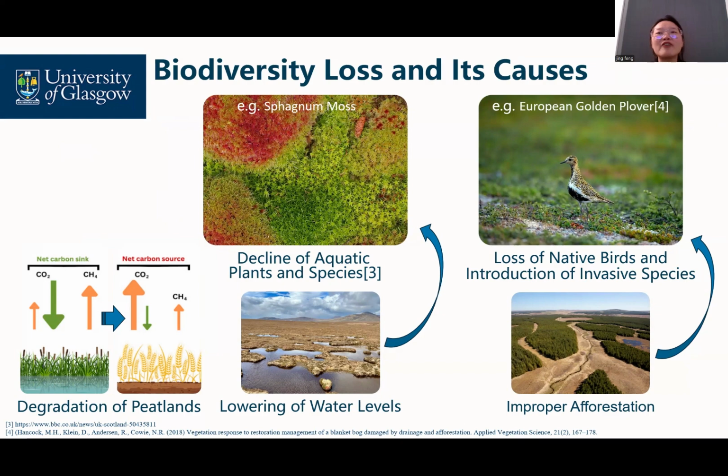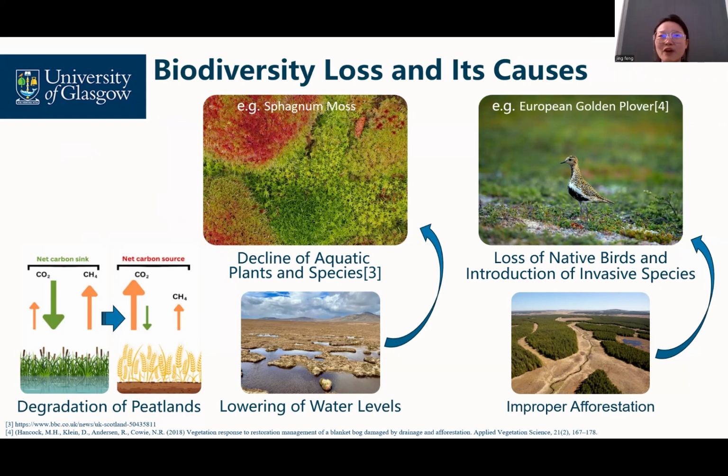First, the decline of aquatic plants and species, such as sphagnum moss. This issue is directly caused by the lowering of the water table in the peatlands. As mentioned earlier, peatlands are a crucial carbon store because healthy peatlands have a thick layer of sphagnum moss that can actively sequester more carbon.